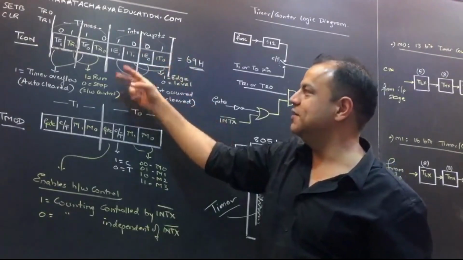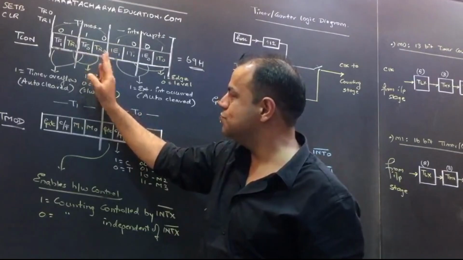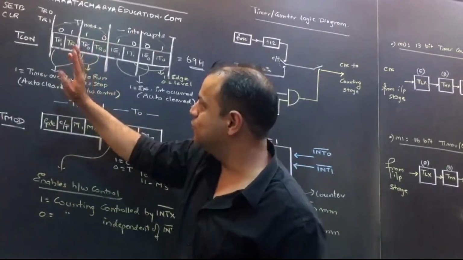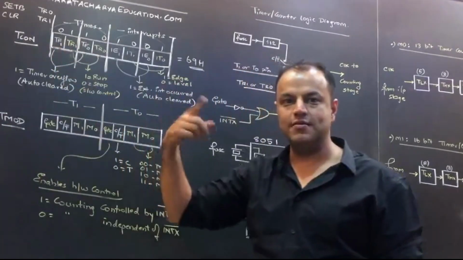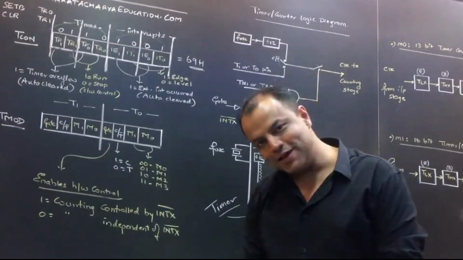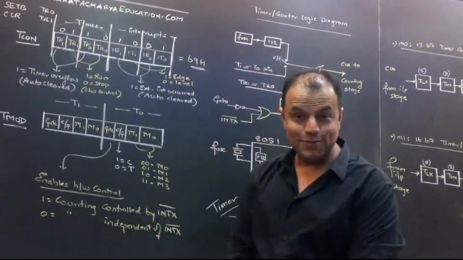INT0 is edge triggered. Timer 0: not running, it has overflown, and it has stopped. Timer 1: it is running, not yet reached overflow. Still running, has not yet overflown. Are you clear? So that's your TCON register. I hope you understood TCON register. Very important from exam point of view.